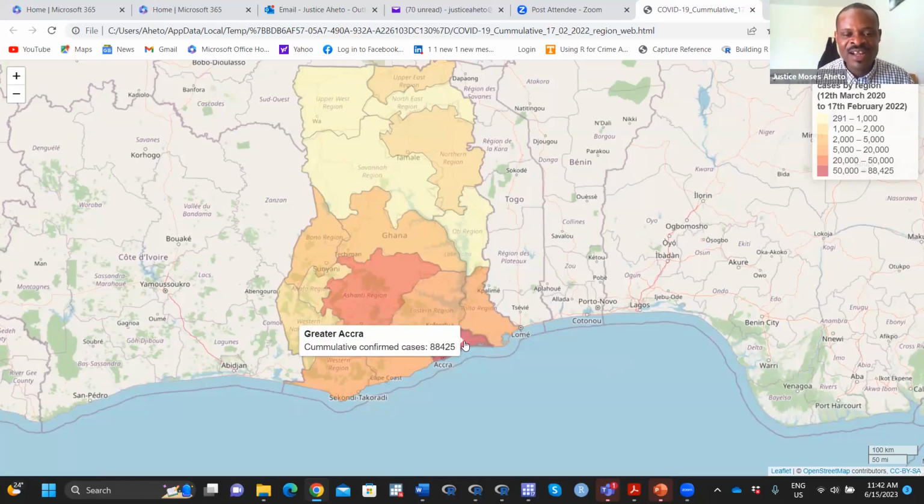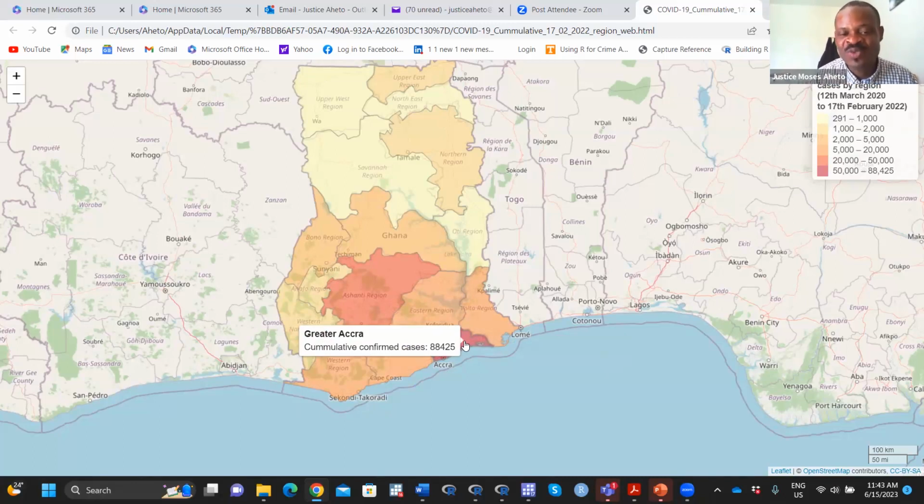I know that this is Greater Accra and the number of cumulative confirmed cases, 88,425, as at the time you're looking at. Okay. But if you look at the static map that I showed you in the PowerPoint presentation, you wouldn't be able to get this data. No, it's not possible. Even this at the regional level, we can even do this at the district level. In fact, we can even do this at the individual cluster levels.